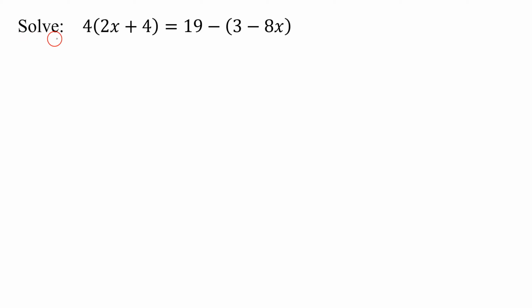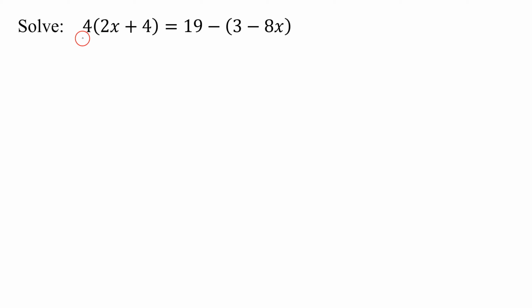In this example, I need to solve the problem 4 times the quantity 2x plus 4 equals 19 minus the quantity 3 minus 8x. So what type of problem is it? There's an equals. It's an equation. What's the highest exponent on any of my x's? It's just x to degree 1, so this is a linear equation. And how do I solve linear equations?